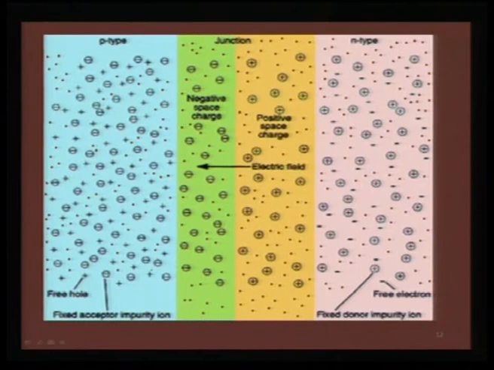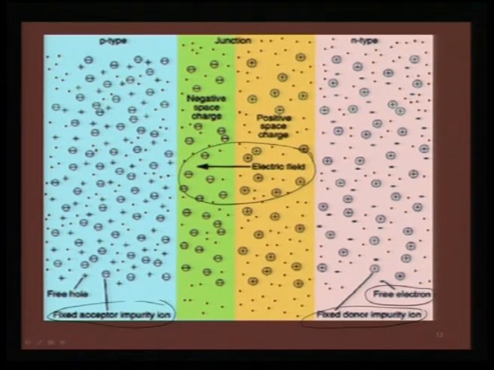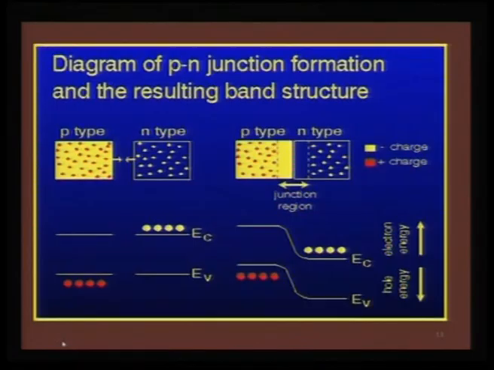So, you have a P type with free holes and fixed acceptor impurities, and then you have free electrons in the N type and fixed donor impurity ions. When you bring this junction together, you create an electric field of this kind, where the electrons will go towards the cathode and the holes towards the anode. As a result, you can generate the current.